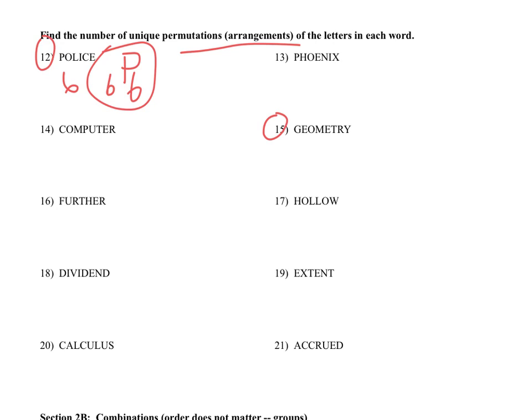6, arrange all 6. Now, if you use the formula, that would be 6 factorial all over 0 factorial, because I would do 6 minus 6. Now remember, that's 6 factorial over 1, or 6 times 5 times 4 times 3 times 2 times 1. And that would be 30, 120, 360, which would be 720.